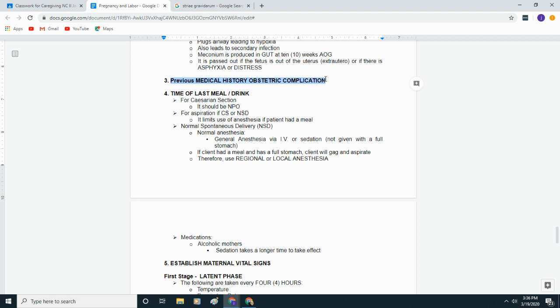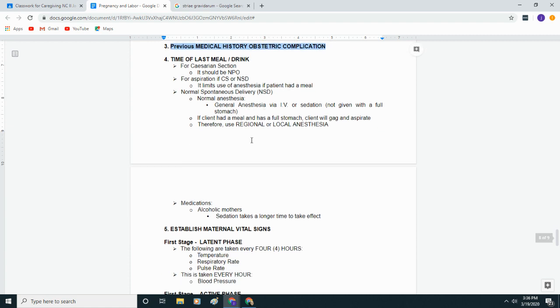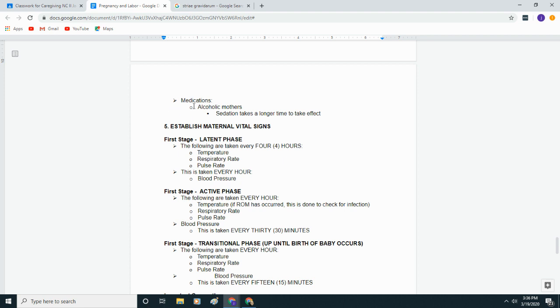Okay? We also need to remember previous medical history. Okay? Kasi baka may complication. Like for example, may diabetes ba siya? Meron ba siyang heart problem? Okay? Kailangan natin yung malaman. Time of last meal and drink. We should also know that because for example, for general anesthesia, lalo na pag cesarean, okay, and local anesthesia. Medication, if the patient is alcoholic or not, kasi pag masyadong alcoholic si patient, mataas ang tolerance niya with sedation, with anesthesia, so hindi gagana.